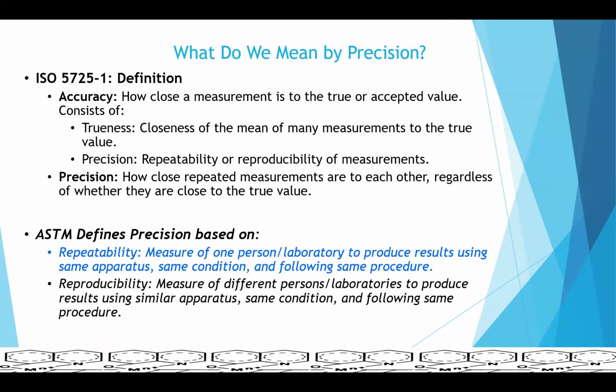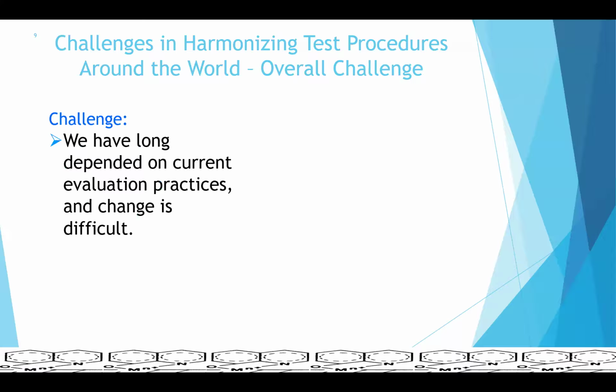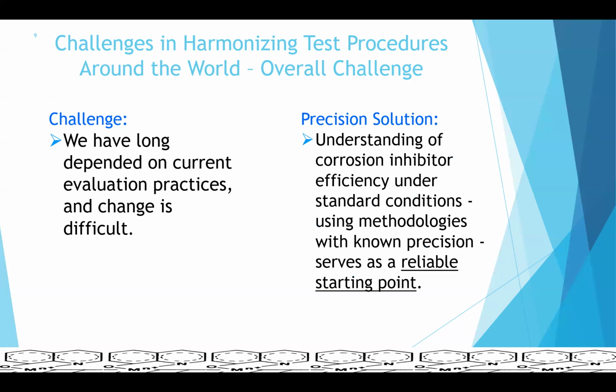Having understood the importance of precision, let us review the challenges we have in establishing precision. The first challenge is that we have been using corrosion inhibitors for almost 75 years now. And for a long period of time, we have depended on the current evaluation practices. And in our industry, change is difficult. We have to agree to that. So how does the precision provide a solution?